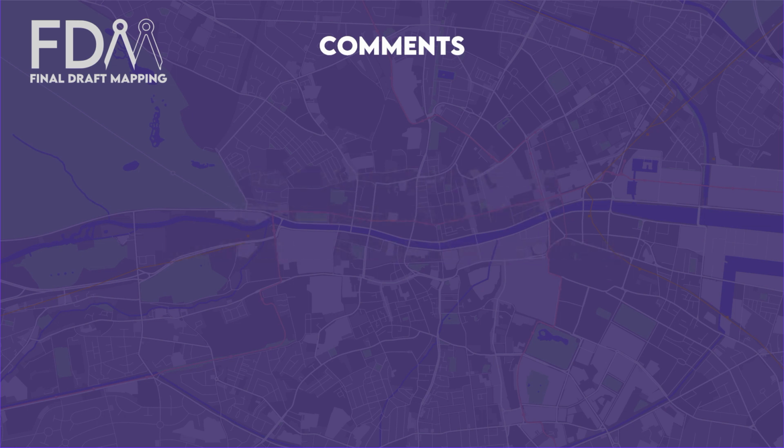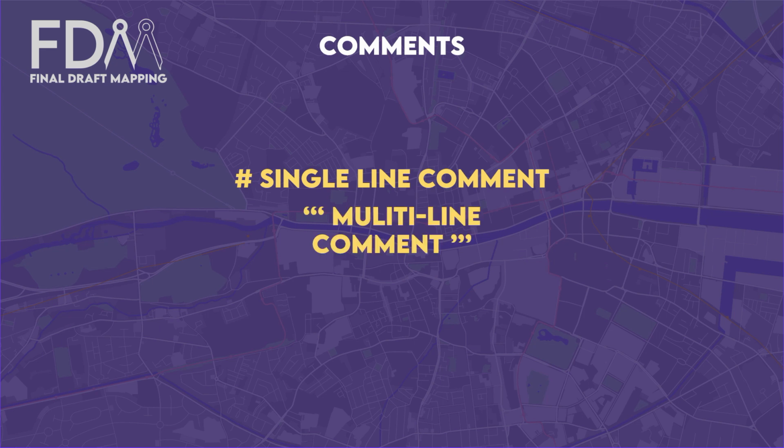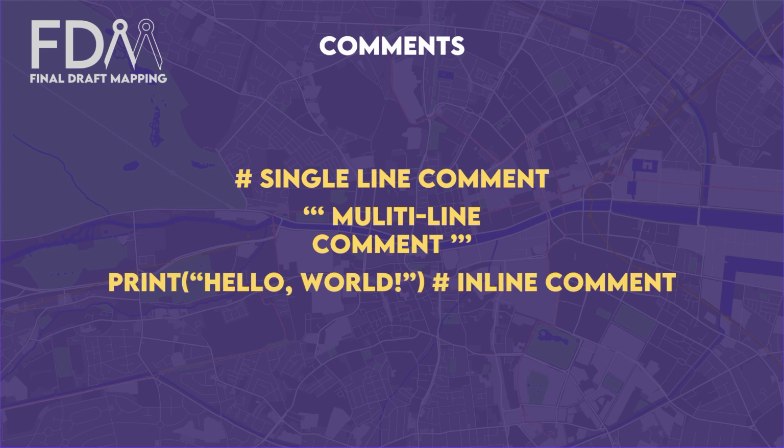For a single line comment, we use the hash key, hash symbol, or if you're as old as me, the pound symbol, as it used to be called. With multi-line comments, we use triple quotations. Here it is triple single quotes, but you can also use triple double quotes. You just can't mix and match at the start and the end with the quotations. And we can also use a single line comment after a piece of code for an inline comment.